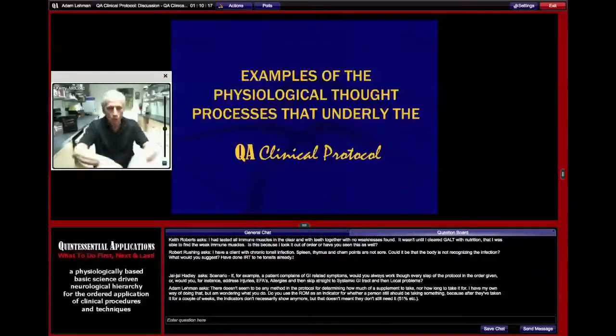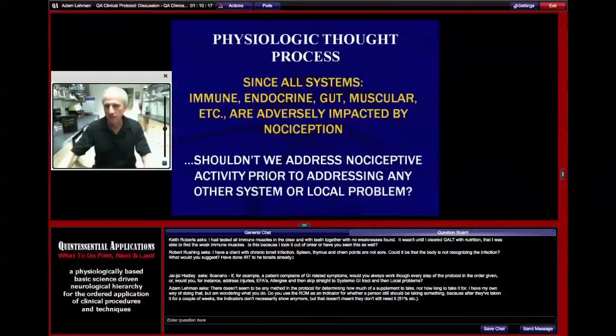So, with all that out of the way, examples of the physiologic thought processes that underlie the QA clinical protocol. Now, this is what we all do, but think about this. These are a few of the hundreds of things that Dr. Schmidt thought about in putting this process together. Since all systems, immune, endocrine, gut, muscular, etc., are adversely impacted by nociception, shouldn't we address nociceptive activity prior to addressing any other symptom or system, any other system or local problem?